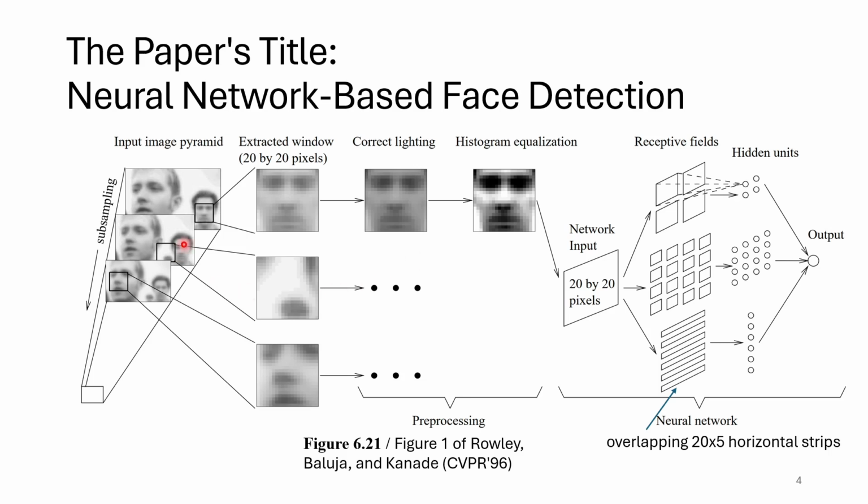From this figure, you can see they create an image pyramid from high resolution to low resolution, and they use a fixed window size of 20 by 20 pixels to detect every window in the image pyramid. Once they crop a region, whether it is a face or not, they correct the lighting and apply histogram equalization so that they can get many patch candidates. And then they apply a neural network.